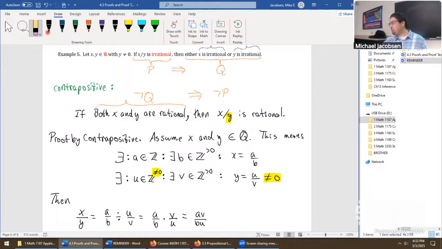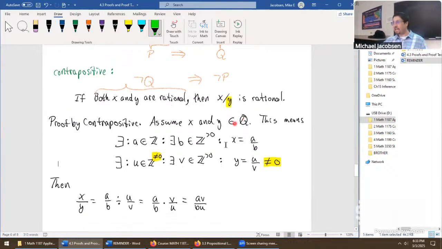So we need to say just one additional thing before we can get to our major conclusion. And that last thing is the numerator must be an integer. Let's check. We took a and b, they're integers, so a times v is an integer, since av is an element of Z.